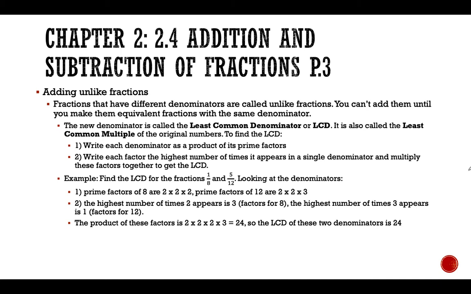So now we're going to multiply this out. There are 3 2's and 1 3. 2 times 2 times 2 times 3 equals 24. So the LCD of these two denominators is 24.